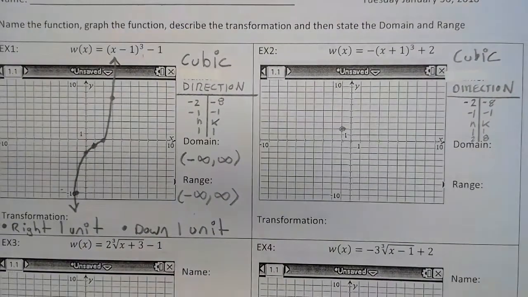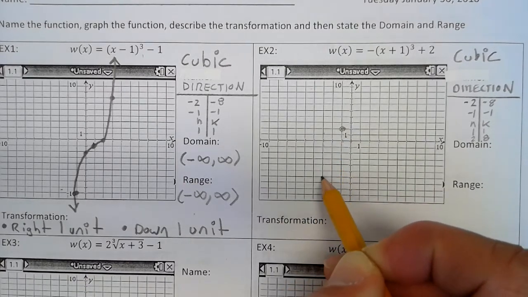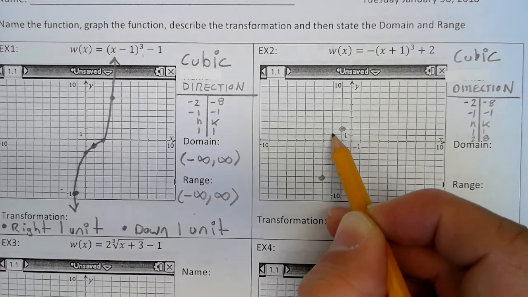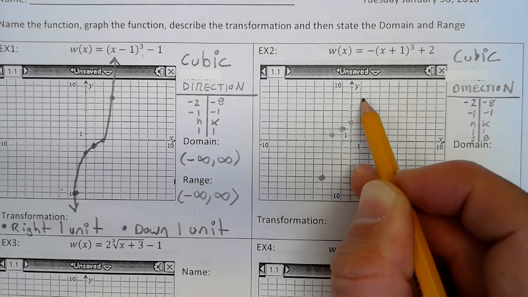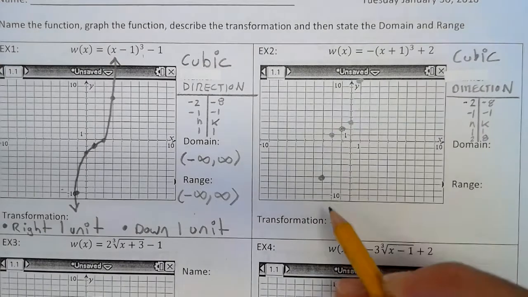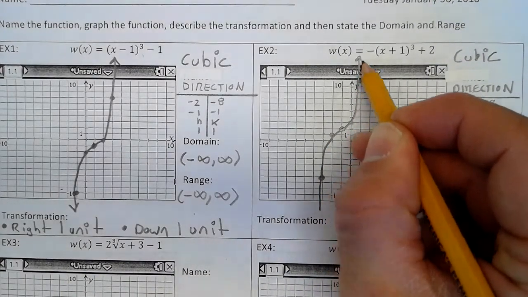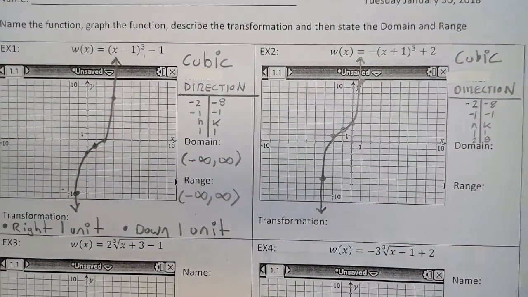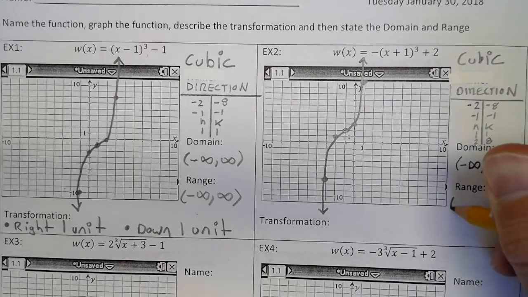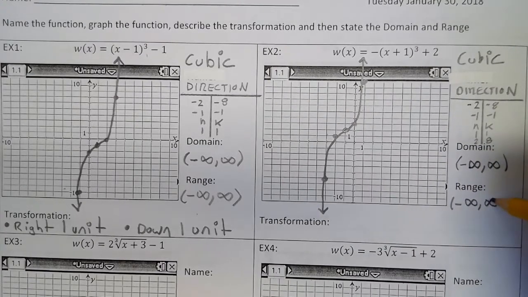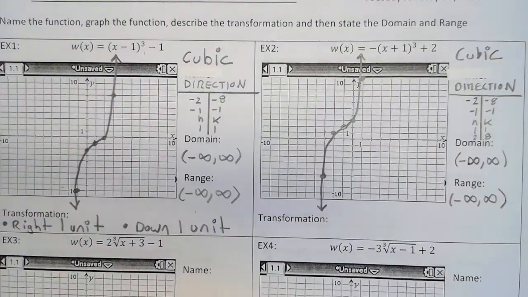So we go left 2, down 1, 2, 3, 4, 5, 6, 7, 8. Left 1, down 1. Right 1, up 1. Right 2, up 1, 2, 3, 4, 5, 6, 7, 8. Okay, and again, the domain and range for cubic functions is always -infinity to +infinity and -infinity to +infinity. Transformations. Oh, whoa.